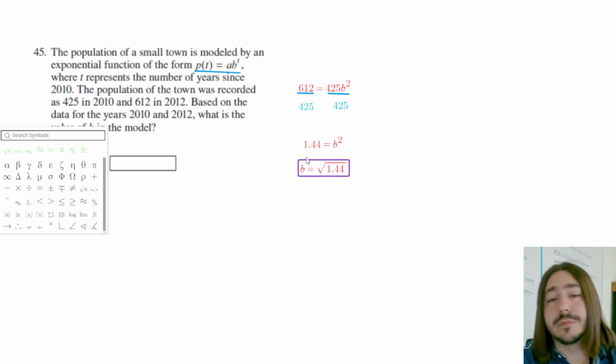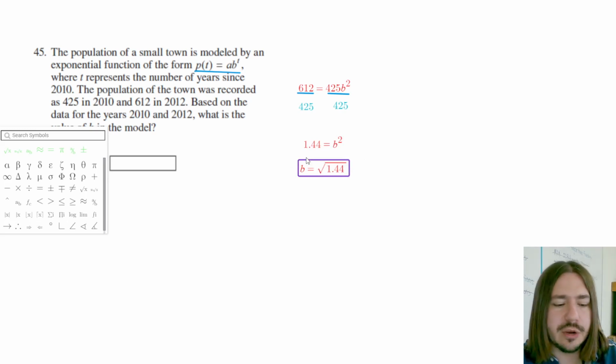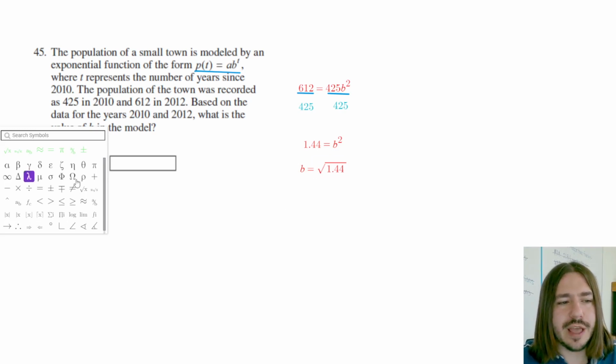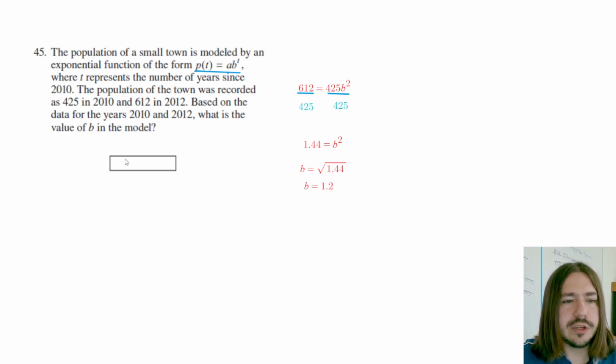Now, if you don't know what that is off the top of your head, no worries. Again, go back to the calculator. Any arithmetic that you have any hesitation on whatsoever, it's worth a couple button presses in the calculator to make sure you get that right. You do have access to a scientific calculator on the CLEP test, so use it. Take advantage of your resources. We get b equals 1.2, and that is going to be our answer here.